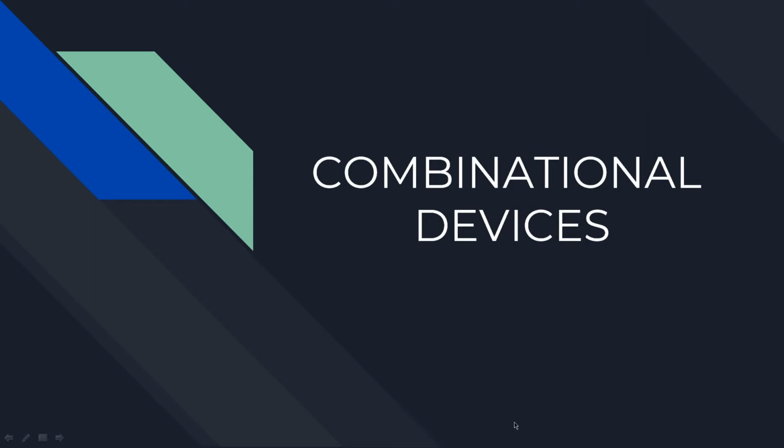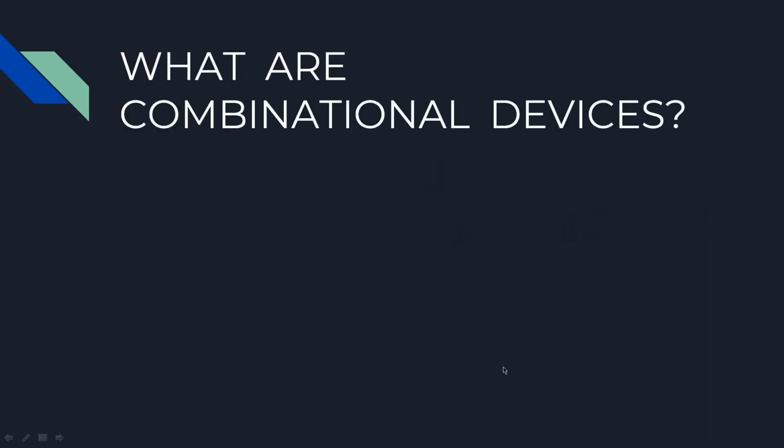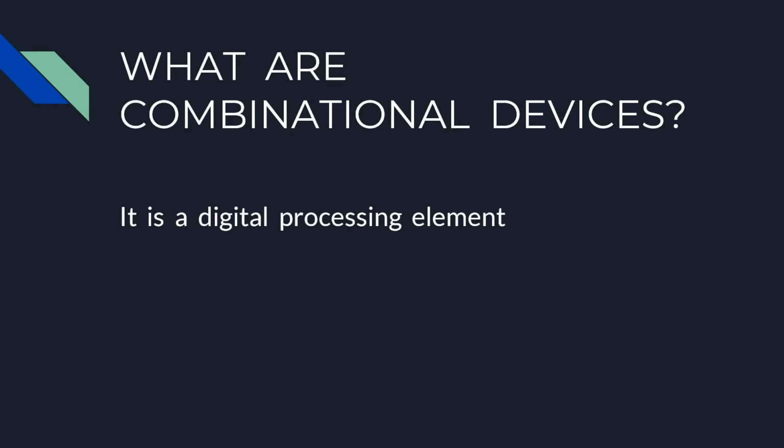Hello guys, in this video we'll be learning about combinational devices. What are combinational devices? A digital processing element is a combinational device. We say that the device is a combinational device if it meets the following criteria.